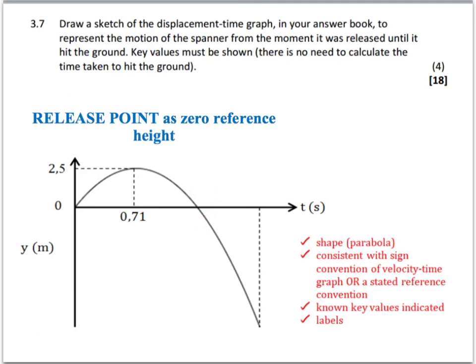The spanner then continues to fall, and it actually falls below your reference height until it hits the ground. This is a little bit more complicated, and it's actually easier to treat it in the previous way, but it is possible to treat it this way correctly.